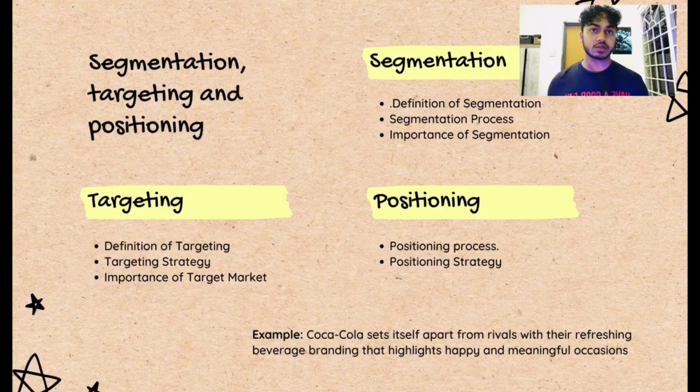Next is the segmentation process. There are multiple steps in the segmentation process. You divide the market into different segments. This is carried out according to variables such as psychographic, behavioral, geographic, and demographic. Businesses determine each segment's potential worth based on its size, growth, as well as level of competition.